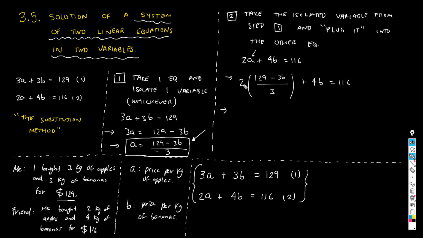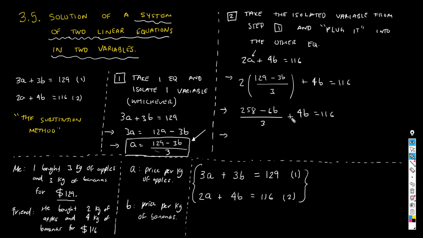Okay, I'm gonna solve it. I'm gonna multiply this 2 times this numerator. That's how it works. Don't make the mistake of multiplying also times the denominator. That would be wrong. When you have something like this, this number only multiplies the numerator. So that's gonna be 258. This times this is 258. This times this is minus 6b. And then divided over 3 plus 4b equals 116.